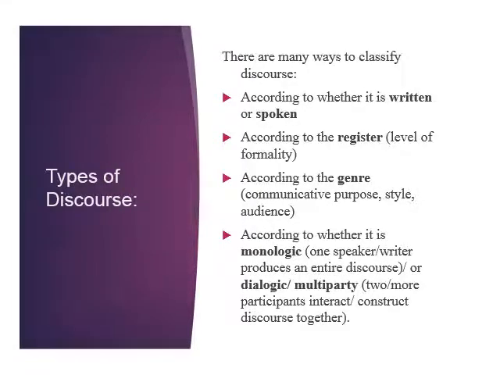Now let's talk about the types of discourse. There are many ways to classify discourse into types. Number one is according to whether it is written or spoken. Secondly, according to the register, that is the level of formality that is used in written or spoken language. Number three, according to the genre, that is communicative purpose, style and audience. And number four is according to whether it is monologic, that is one person or one writer is there in the entire discourse, or dialogic, that is two or more participants are there in the discourse.